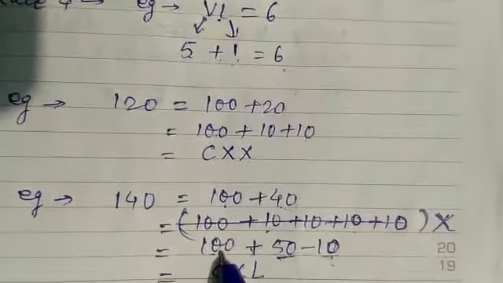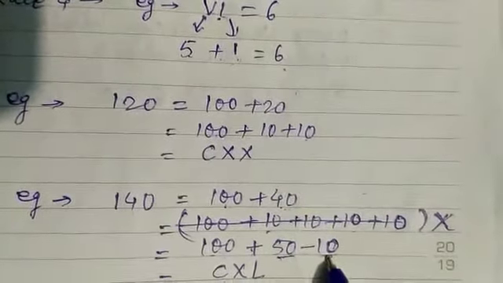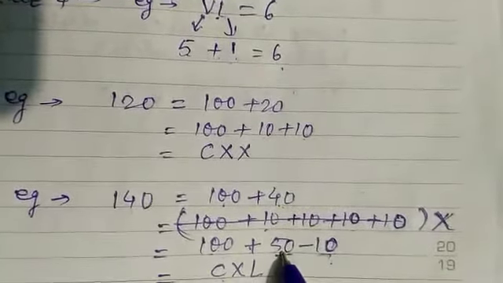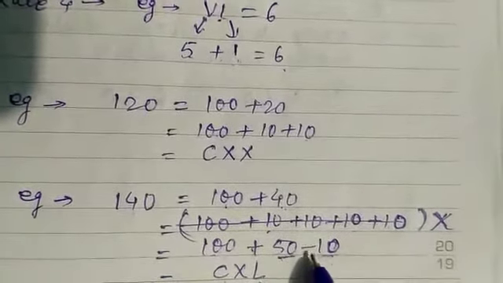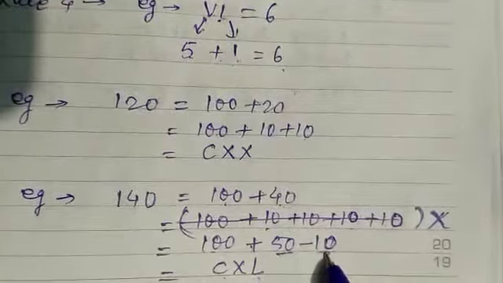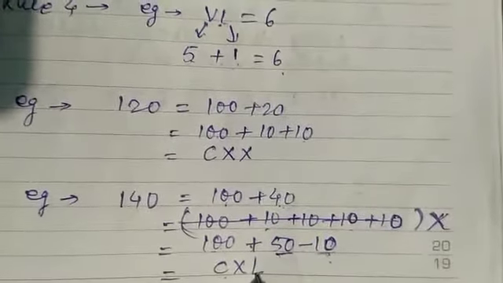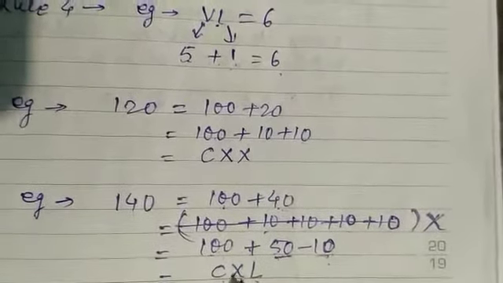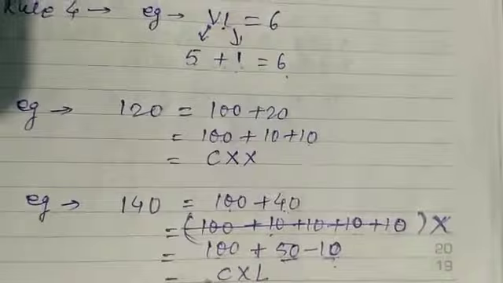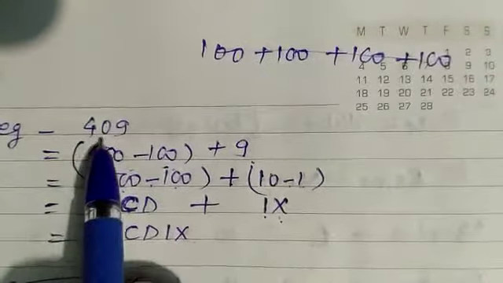Now 100's form is C, and as we know 50 minus 10 is rule 3. Rule 3 says that if you write 50 as L, and the number is subtraction of 10, then 10, that is X, will be on the left side of the number, so XL. This is C, this is L, and the 10 will be on the left side of the L. Now I am giving the next example, 409.